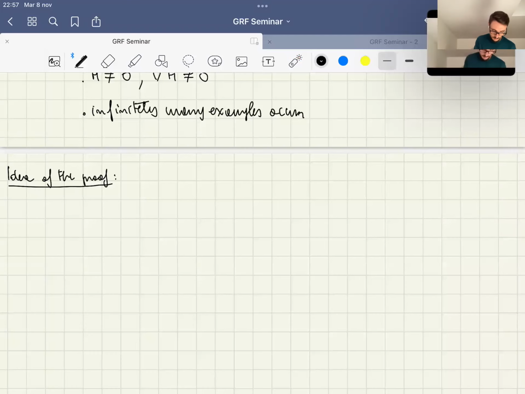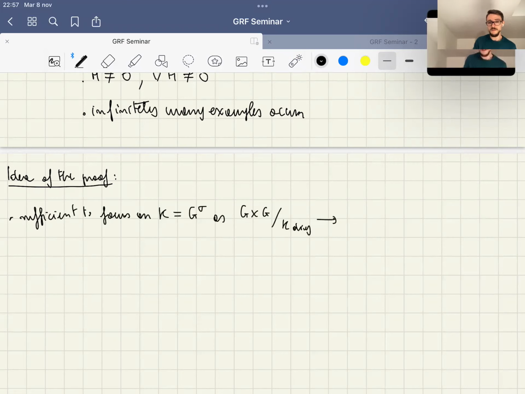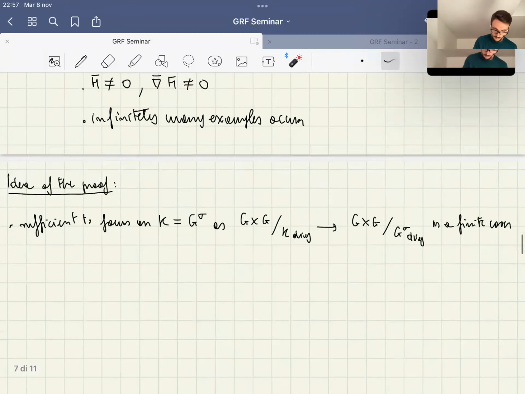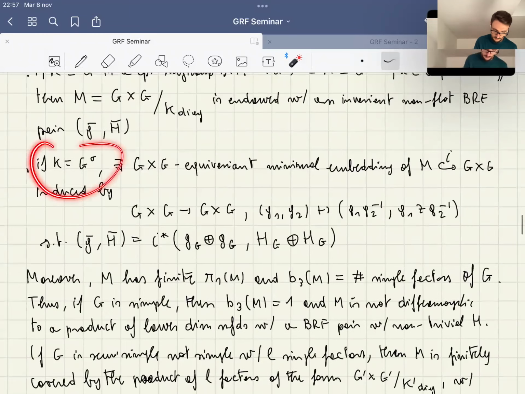Okay, so what is the idea? The idea is that, first of all, it is sufficient to focus on the second case, where K is equal to the fixed point set of sigma, as G cross G over K, diagonally embedded, is a finite covering of G cross G over G sigma, diagonally embedded. So we focus directly on the second case here.